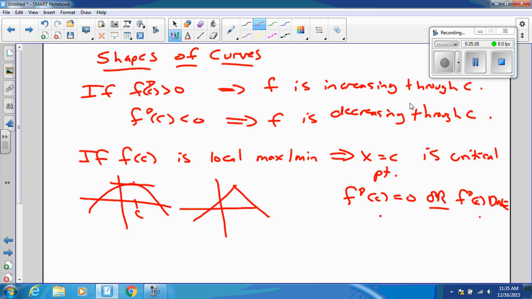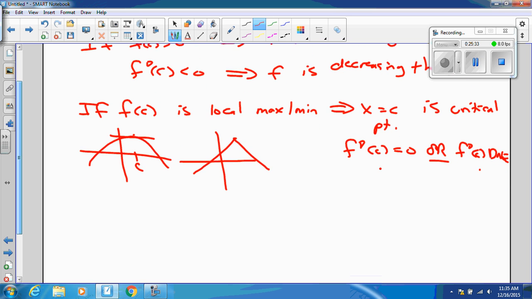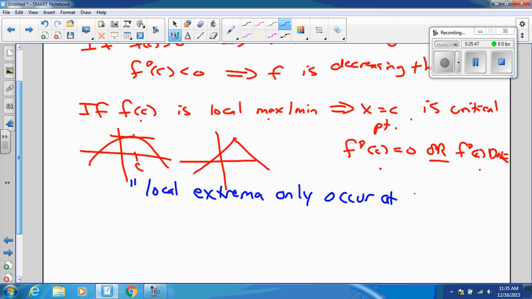Can you explain the difference between local maximums and absolute maximums? Absolutely. All right, so this was our theorem. If f of c is a local max, then x equals c is a critical point. And the slogan for that was that local extrema only occur at critical points.